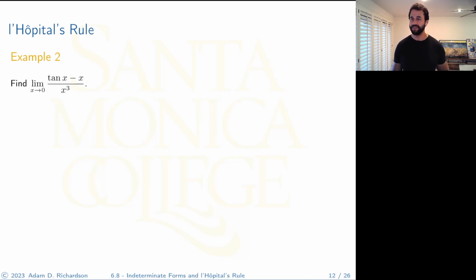All right, let's do it together. So let's see. First, we need to establish that the numerator and the denominator are differentiable near zero. We need to be sure that the derivative of the denominator is not zero near zero. And then we need to establish that we actually have an indeterminate form.